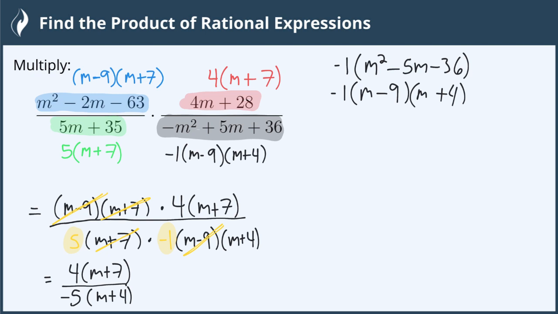So this is very nearly our final answer. The only additional thing we want to consider is that negatives tend to be on the top or in front of fractions for final answers. So here we can write this as negative 4 times m plus 7 over 5 times m plus 4. And there we have it. We have multiplied our two rational expressions.